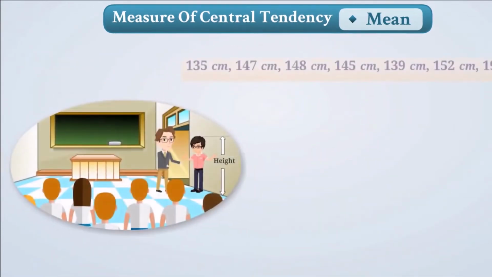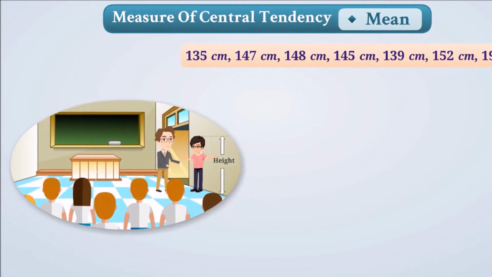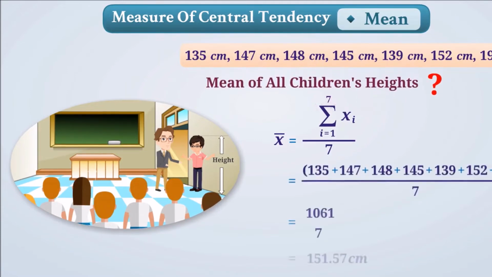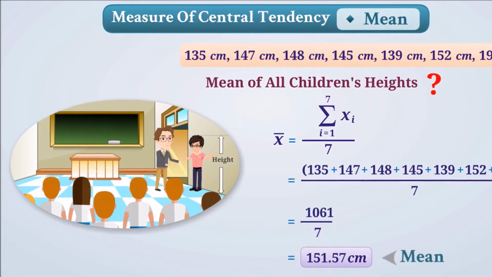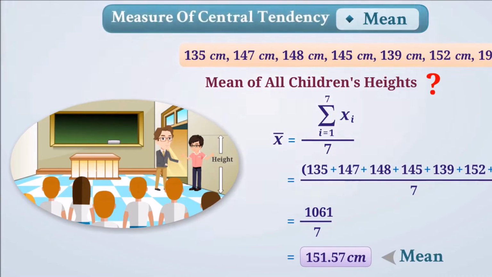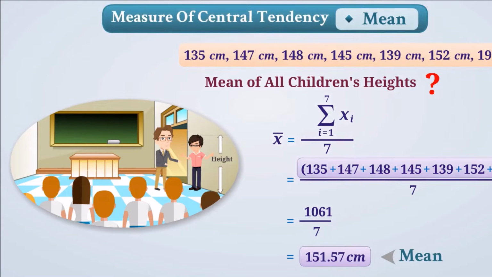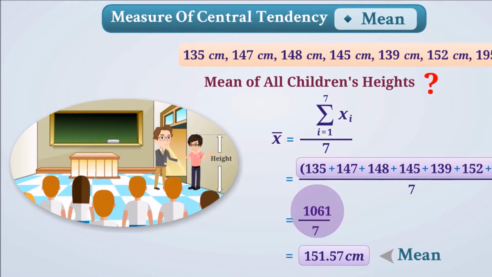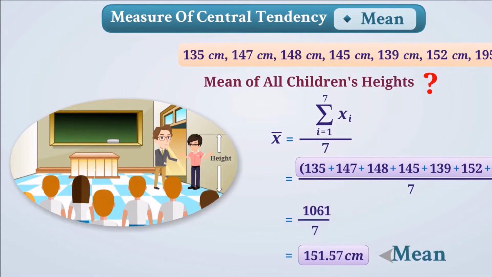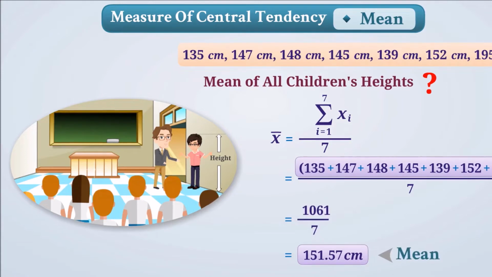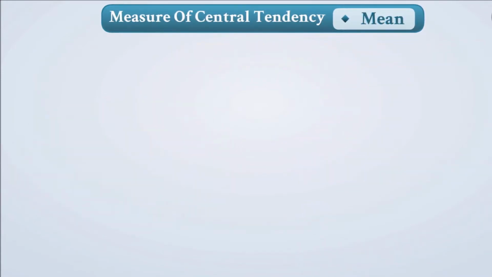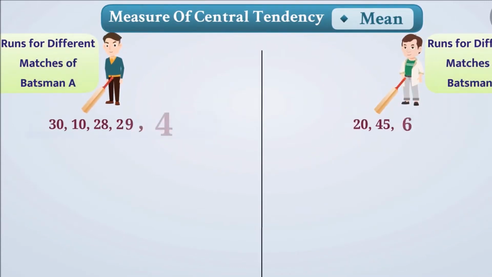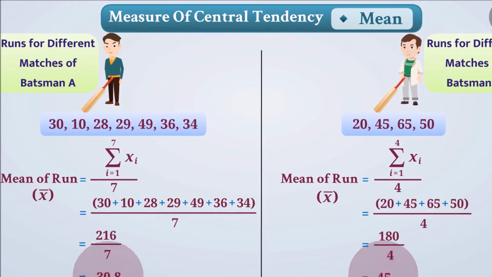For example, here are the heights of some children. To understand what their average height is, we have to find the mean of all the children's heights. The mean is the only measure of central tendency that takes into account the total value of the data. Therefore, if we require a scale showing the reflection of the total value, in that case, the mean would be a suitable measure. Similarly, if we have to compare the performance of two batsmen, then it will be more useful to compare them by finding the mean of their runs.